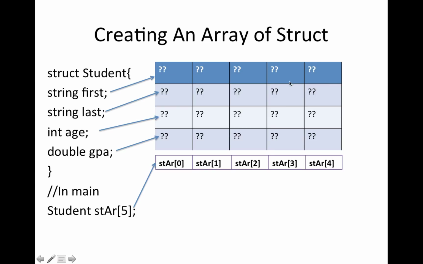And this question mark means that when this declaration is done, although we create these 5 array members, 1, 2, 3, 4, 5, nothing has been put in them, so we don't know what is in there. So values are undefined. Okay. So next thing we're going to do is show you how we can fill the struct array members.